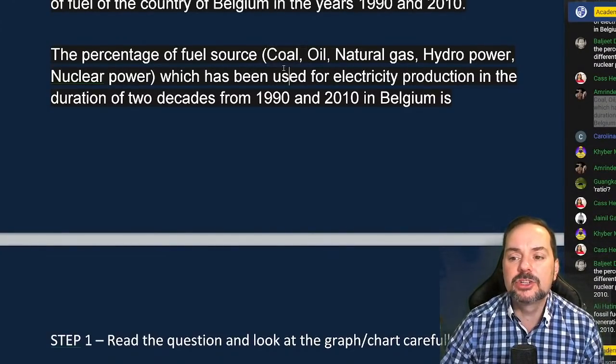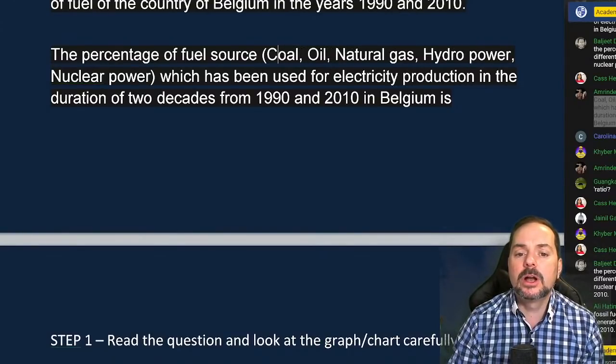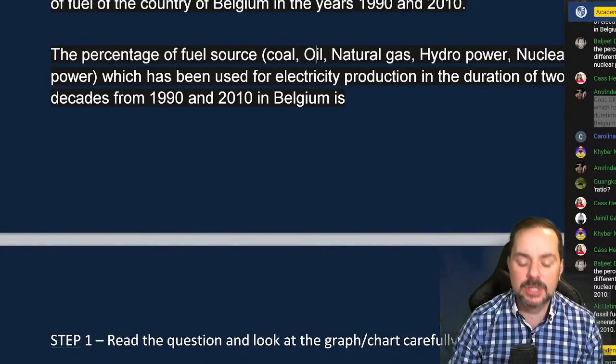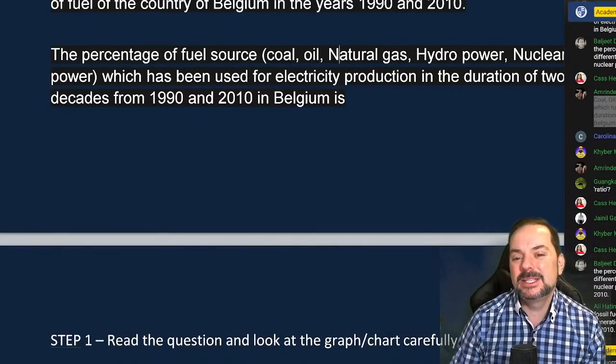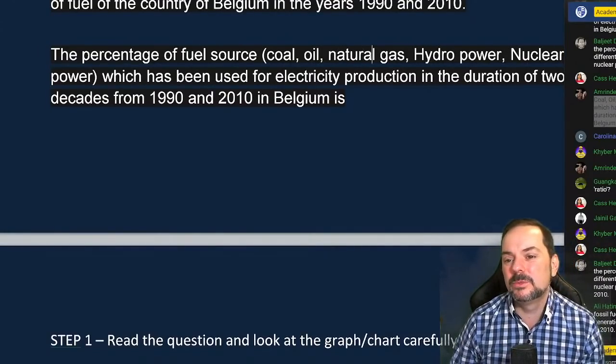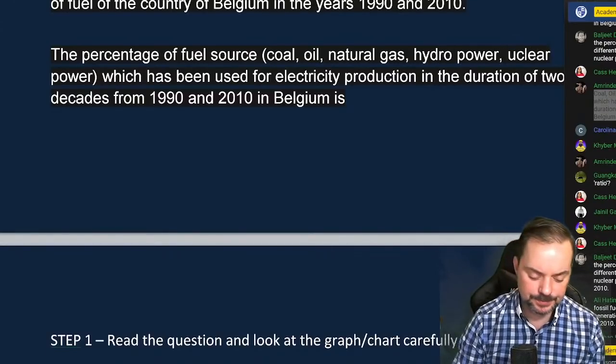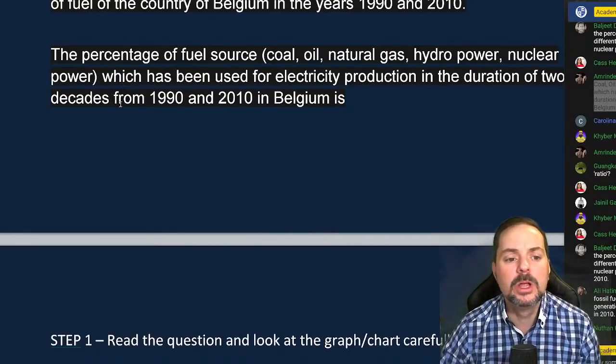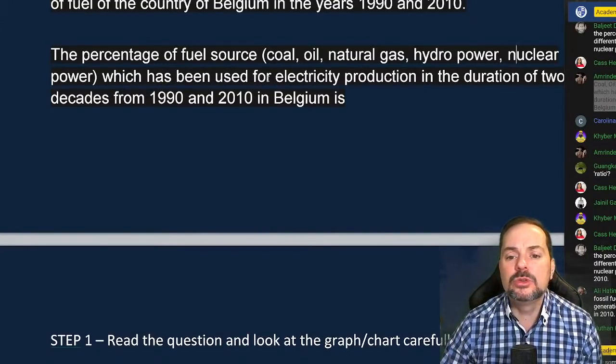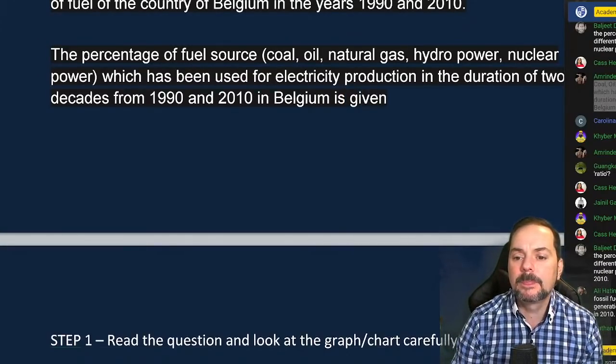So coal, oil, natural gas. Again, these are common nouns, so don't capitalize them. If it's capitalized in the legend, it's okay, but we shouldn't really be capitalizing common nouns. These aren't names, so we should be keeping these small. Which has been used for electricity production in the duration of 2 decades from 1990 and 2010 in Belgium, is given by these 2 pie charts.